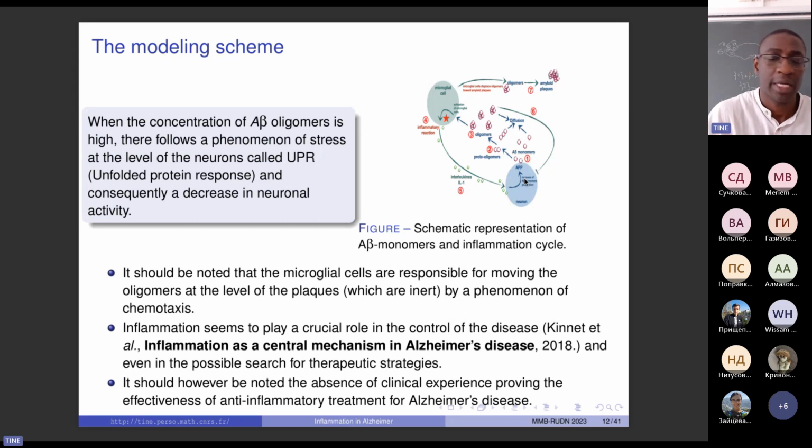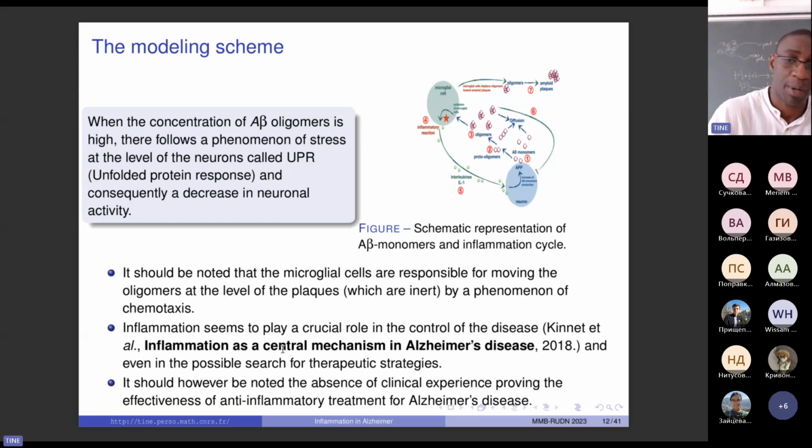So let me just note what we said before: the microglia cells are responsible for removing the oligomers in the plaque, right? Inflammation seems to play a crucial role in the control of the disease, because we can refer to the work done by Kinnett et al., that calls inflammation a central mechanism in Alzheimer's disease.